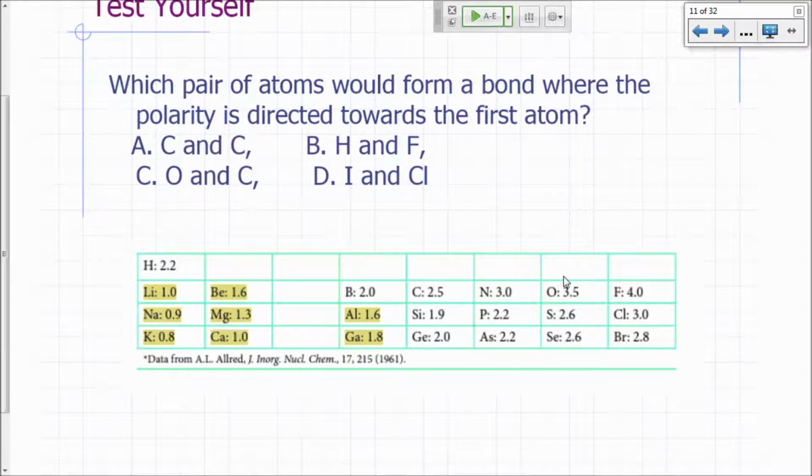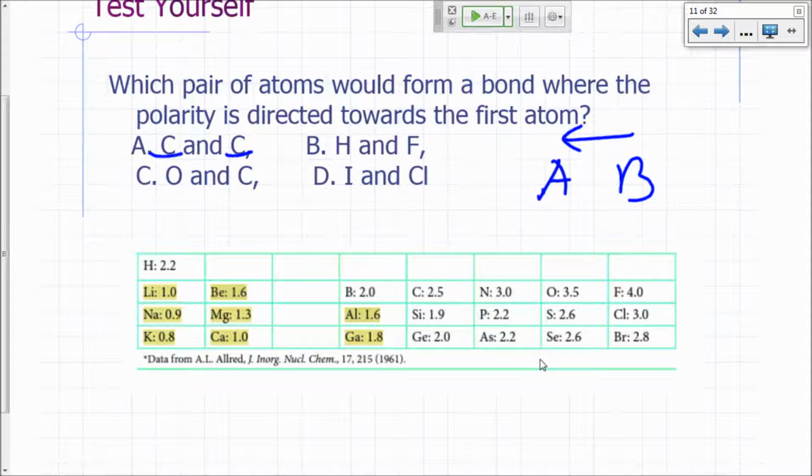Which pair of atoms would form a bond where the polarity is directed towards the first atom? So in other words, if I have atom A and atom B, in which case will the polarity be directed towards A, the first atom? Is it between C and C, H and F, O and C, or I and Cl?